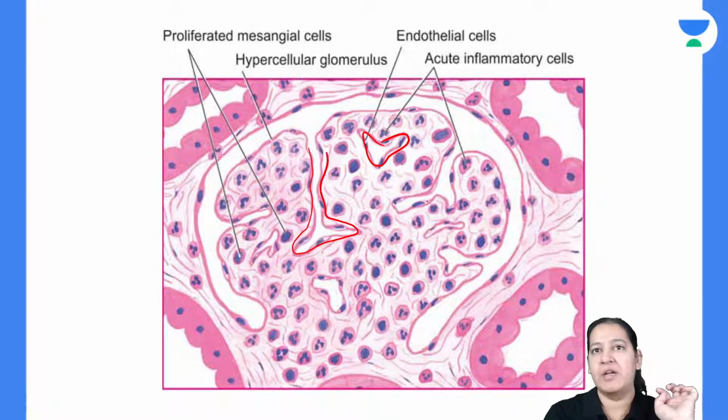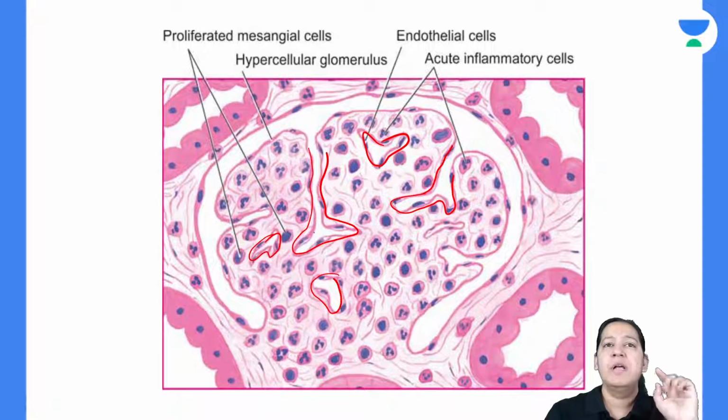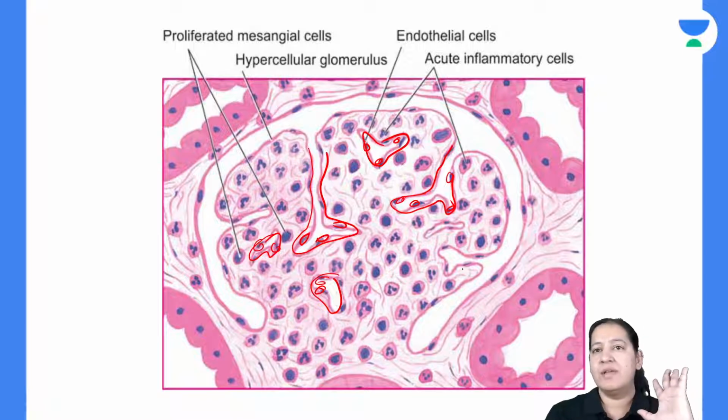You will be able to appreciate the thin flattened endothelium inside it. Can you appreciate the thin flattened endothelium inside it? Yes, you can appreciate. So this is the thin flattened endothelial cells inside the capillary. So these all are capillaries having thin flattened endothelium inside it. Say yes or no. So thin flattened endothelium inside it is present, right?